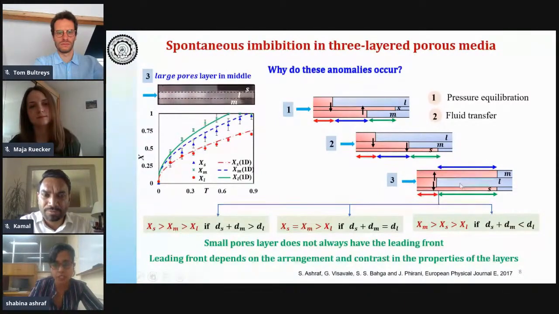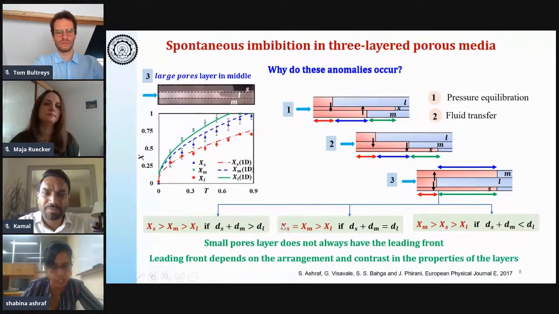So the fluid in the medium and small pores layer is not continuous, whereas for arrangements 1 and 2 we see that they are continuous, hence the pressure drop is the same. We went further, and using the one-dimension model, we described the grain sizes of the layers for which such an anomaly is possible. We also found the necessary conditions when small and medium pores will have a fluid front that travels with the same velocity. More details on this can be found in this publication.